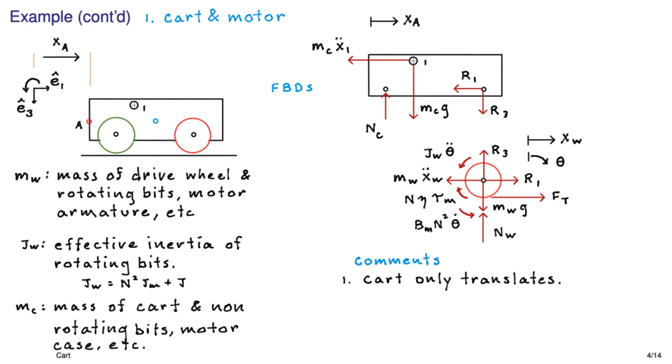So a couple comments. The cart only translates, okay? So what that means is that x1 double dot that I introduced earlier is exactly the same as xa double dot and the same as xw double dot. We also know the kinematic relationship between the translation of the wheel and its rotation. So we can express xw double dot in terms of theta double dot.